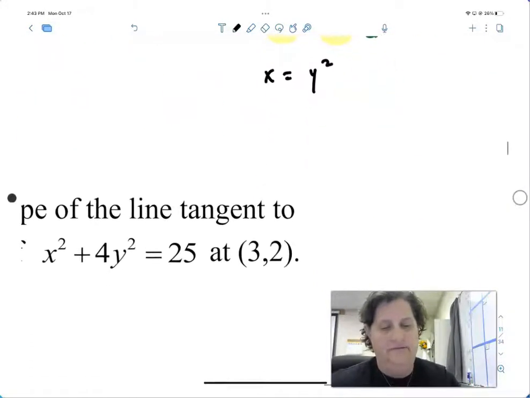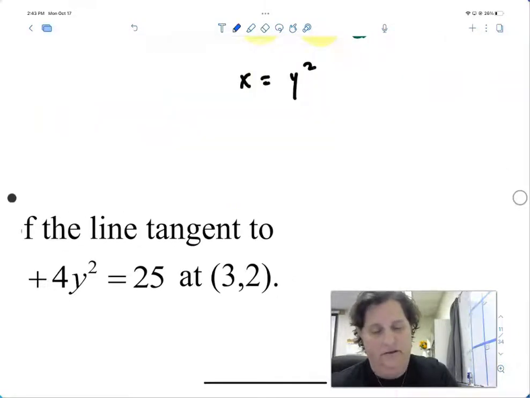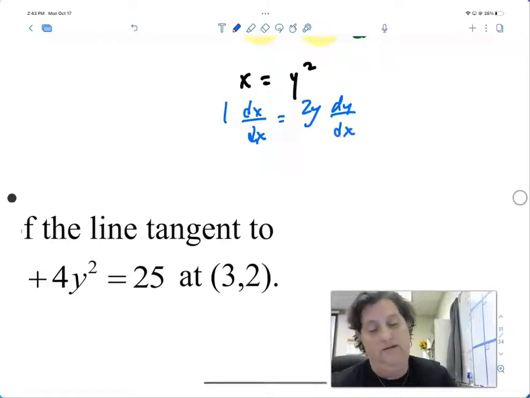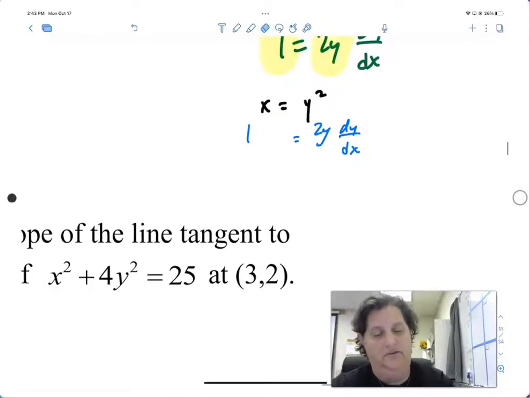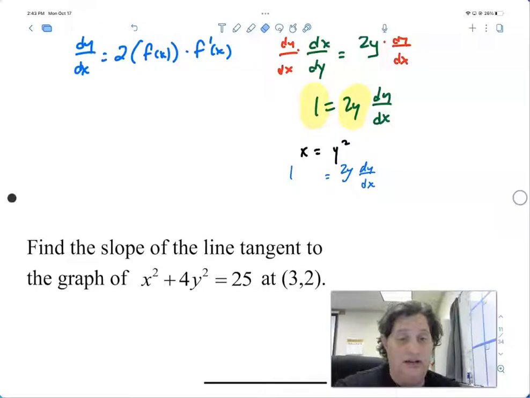Now, if I am taking the derivative with respect to x, I go like this, okay? The derivative of x is 1, and I took the derivative of x with respect to x. The derivative of y squared is 2y, and I took the derivative of y with respect to x. Why am I not writing this one? Because it literally just says dx dx, and that doesn't mean anything, so we just don't need that to be there, okay?